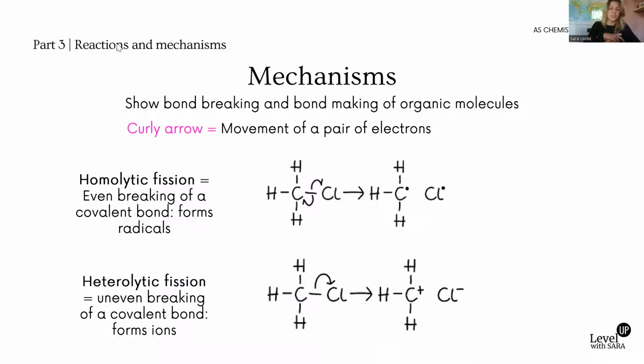Because it just makes it easier to visualize the free radical substitution. So homolytic, even breaking, homo, even. Heterolytic, uneven breaking of covalent bonds, forms ions, okay? So notice that the pair of electrons has moved onto the chlorine. Now, I want you to really visualize why there are charges present, okay? And here you need to remember the dot and cross diagram, really as simple as that.